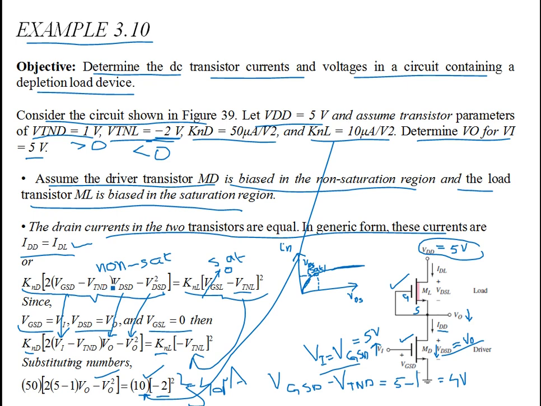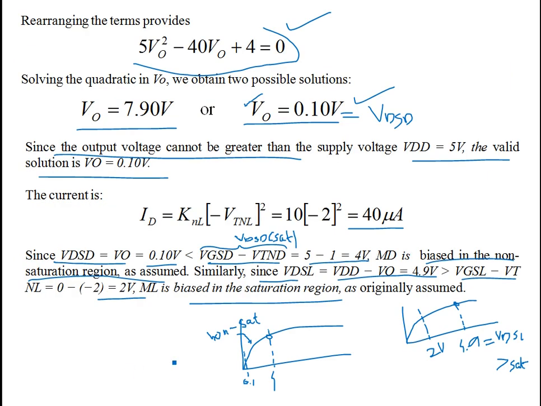The lower transistor was in non-sat and the upper transistor was in sat, and the current and voltages that we got, the output voltage V naught of 0.1 volts and the current, are indeed correct based on these assumptions. For the lower transistor we are lower than 4 volts, so we are in non-sat. For the load transistor the transition point was 2 volts, and we are above that point, so we are in the saturation region. So the load transistor is in saturation and the driver transistor is in the non-sat region. That's the idea.